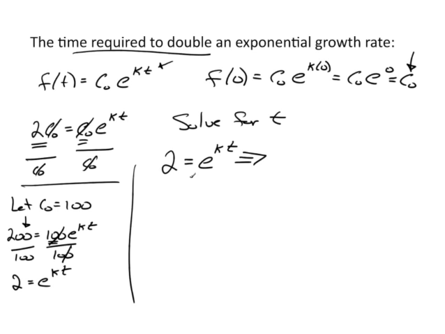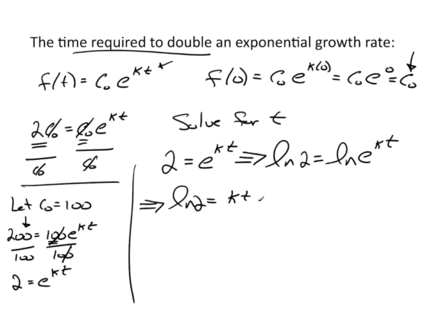So I can just solve this for t. How I would do that is obviously I would take the natural log of both sides. So ln 2 equals ln of e to the kt. And then, of course, with properties of logs, I have ln 2 equals kt times ln e. But ln e is just equal to 1, so I can just drop that out. And remember, I'm solving for t, so that implies that t is equal to the natural log of 2 divided by k.